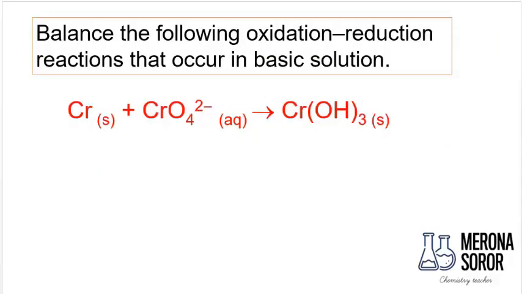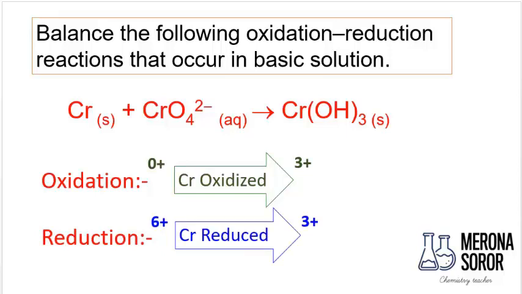Balance the following oxidation reduction reaction that occurs in basic solution: Cr plus CrO4 2 negative ion gives Cr(OH)3. At the beginning, we have to identify the species that is oxidized and the species that is reduced.